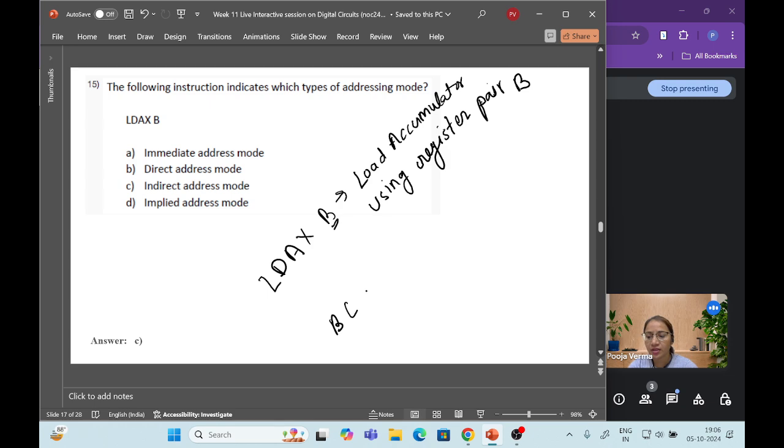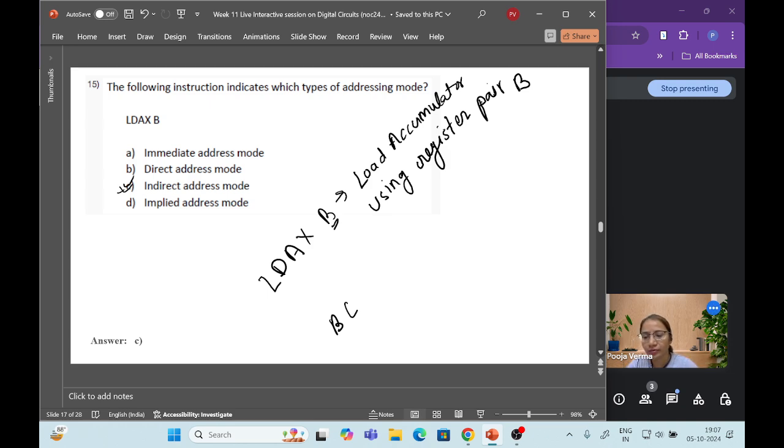Register pair BC is used as a pointer to the memory location from which the data is to be loaded into the accumulator. Since the address of the data is indirectly specified, this is an indirect addressing mode. LDAX will come under the indirect addressing mode. So option C is the correct answer for this question.